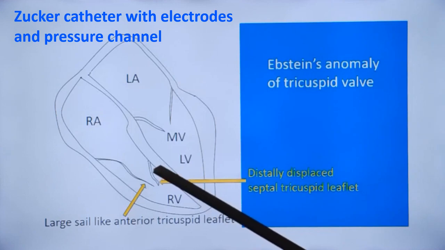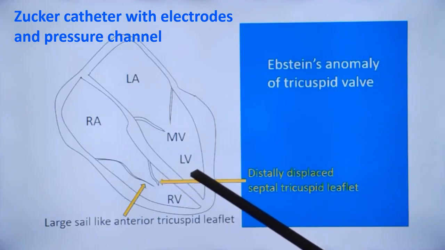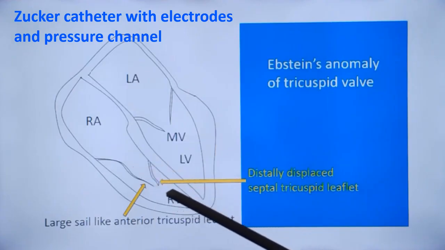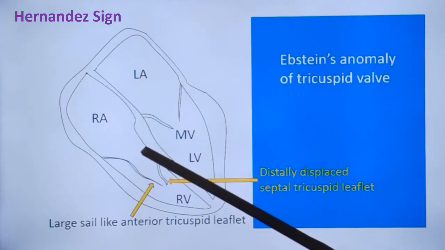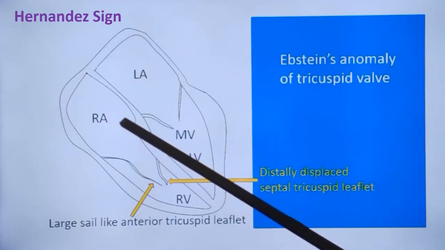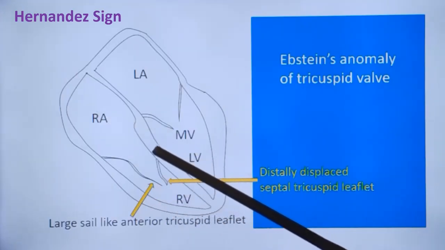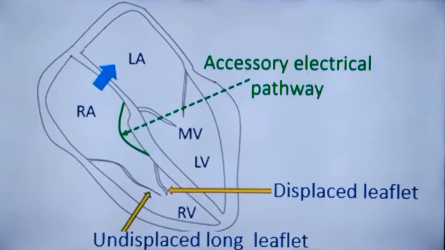This is known as Hernandez sign, which is detected using a special catheter known as Saka catheter. Saka catheter has both an electrode as well as a pressure channel, so that it can be used to detect Hernandez sign. Hernandez sign is intracardiac pressures in this region showing right atrial pressure tracing, while intracardiac electrogram using the Saka catheter will show ventricular type of electrogram.